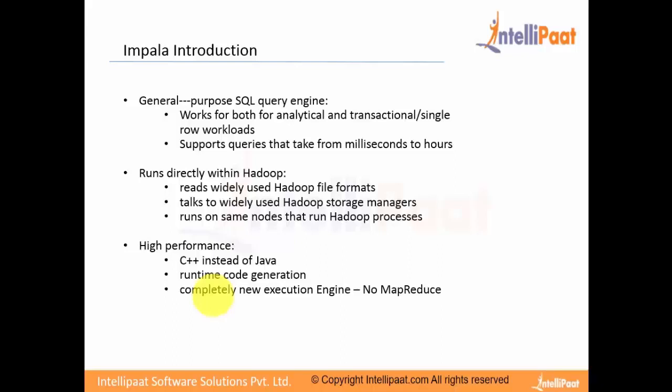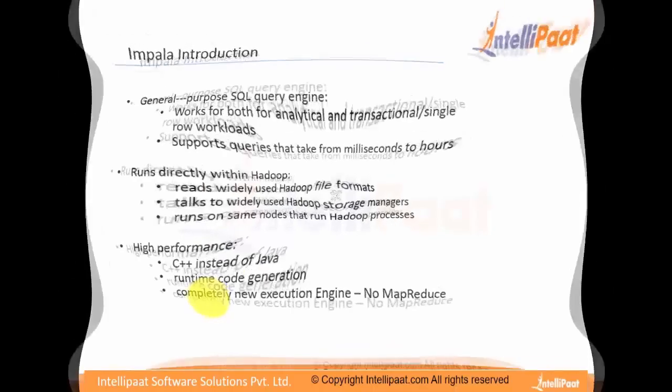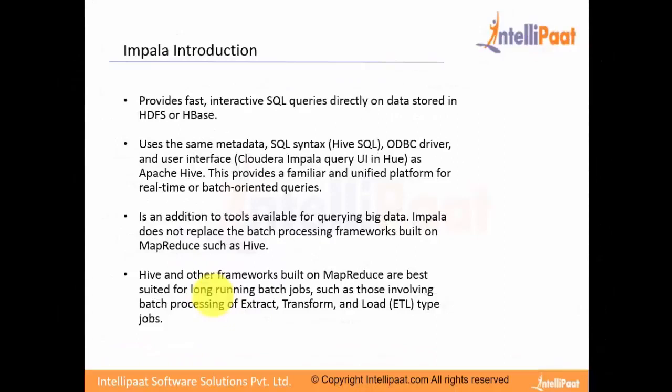Impala is a high performing engine which is built in C++ instead of Java. It helps us do runtime code generation and is a completely new execution engine, and it does not utilize the MapReduce processing paradigm at all, as has been discussed in the previous slides. Moving further, it provides fast and interactive SQL queries directly on the data stored on HDFS or HBase.